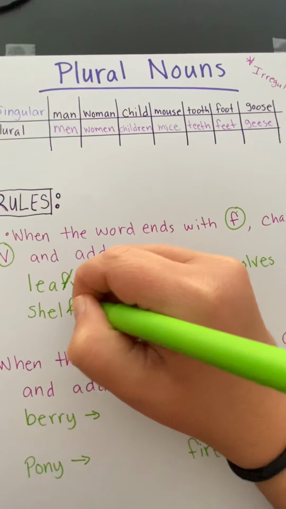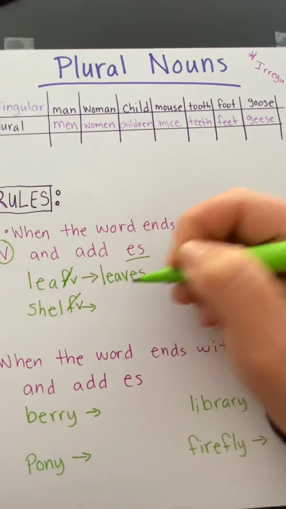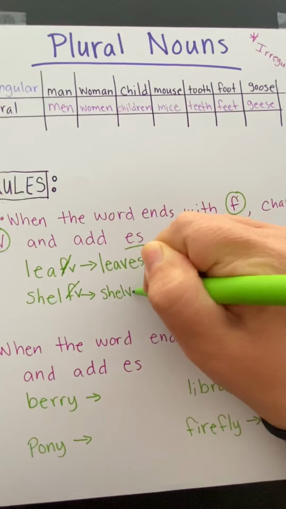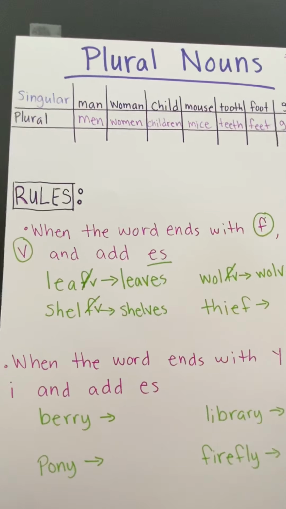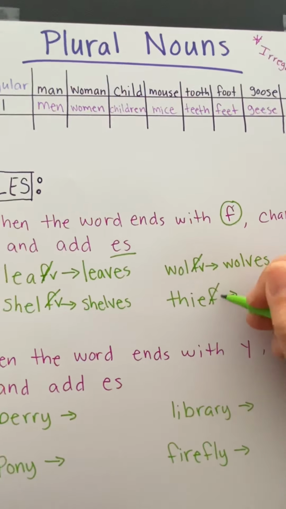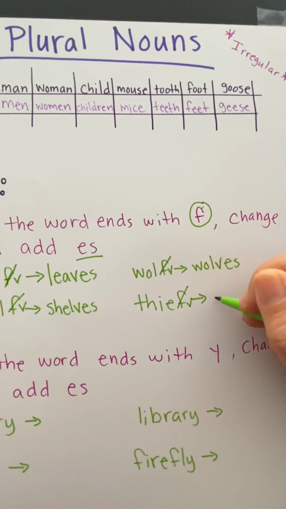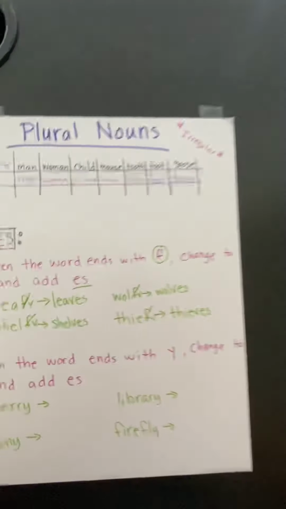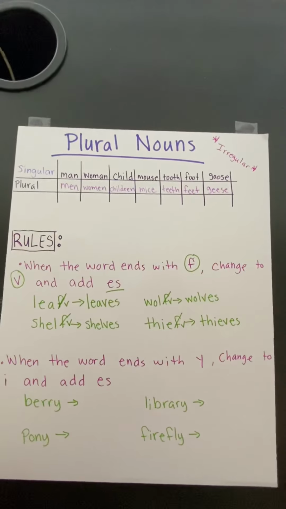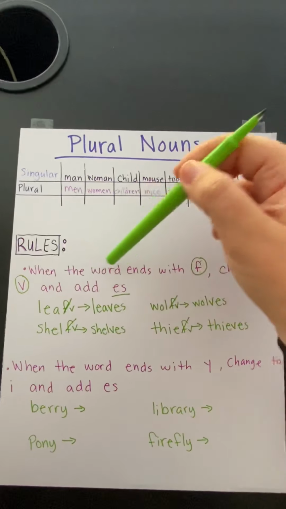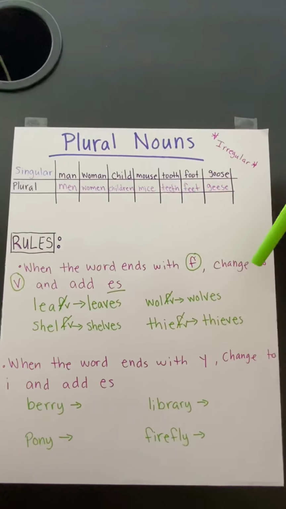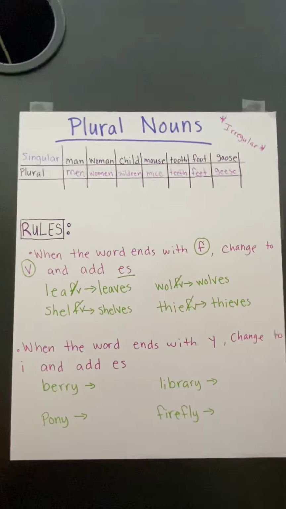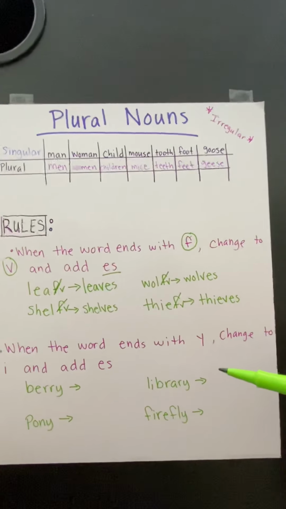All right, same process for shelf and thief. We're going to cross out the F and make it a V. And then we're going to rewrite the word as a plural. Shelves. Okay. And for the last one, same thing. Cross it out, make it a V, and then rewrite as a plural. Okay, so as long as you guys follow the rules for that, and I'll just say one more reminder, when the word ends with F, you're going to change the F to a V and then add ES to make it plural. Okay?